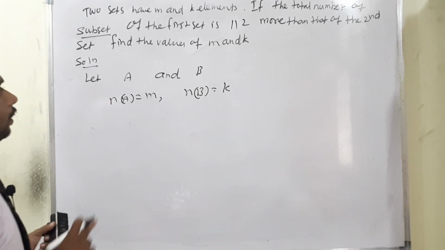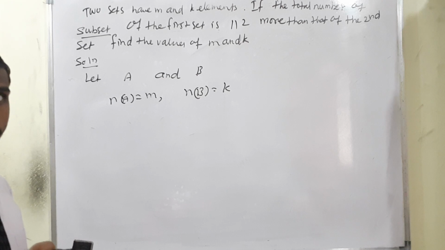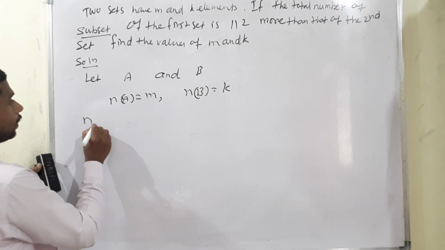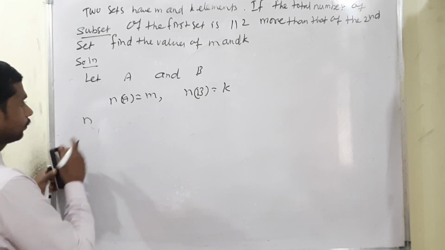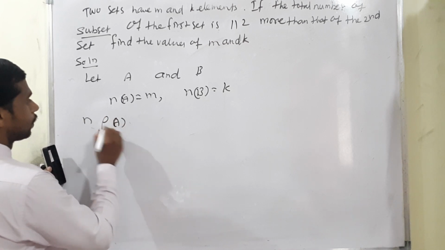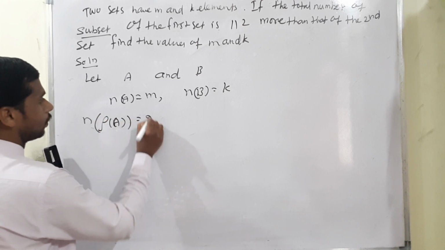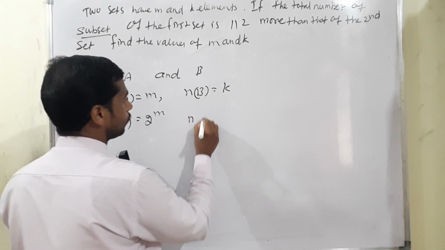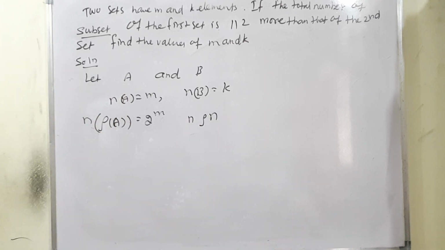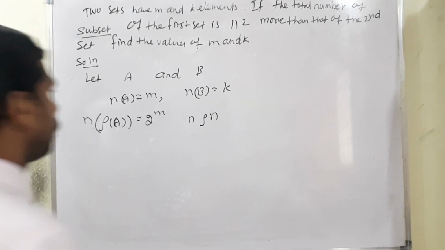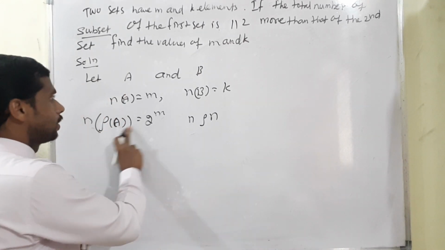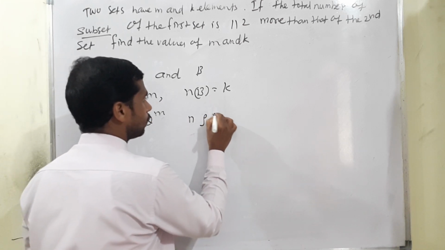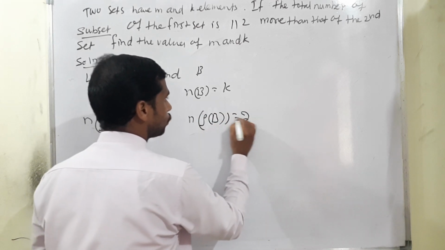Then number of subsets, what is the meaning? The 2 power n formula, isn't it? If you are getting the number of subsets of A, what is the meaning? Number of subsets of A is 2 power m, for the first set, as well as the second set. So now number of subsets of A is equal to 2 power m, then number of subsets of B is equal to 2 power k.